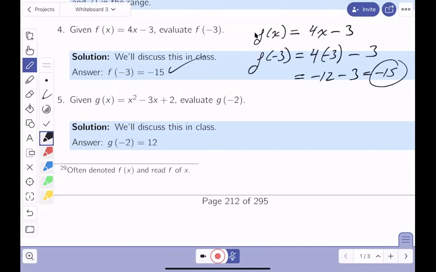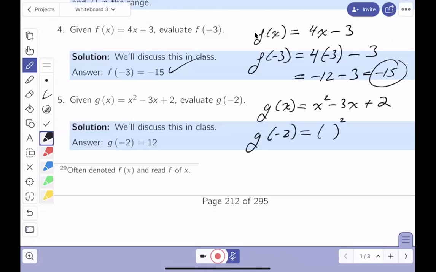All right, let's do the next one, number 5. Very similar type question. This is a function called g. G is a function of x. And what is that function? It's x squared minus 3x plus 2. What's g of minus 2, though?